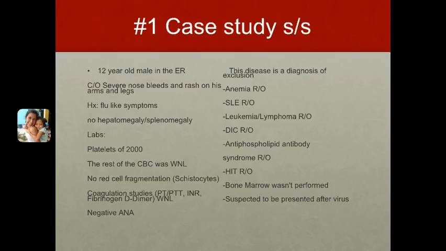The leukemias and lymphomas were ruled out because of his normal CBC, and DIC as well because of the absence of schistocytes or red cell fragmentation. There was no presence of antiphospholipid antibodies. He was not being treated with any heparin, so HIT was also ruled out. Normally, when there's an admission of a possible ITP, a bone marrow exam is conducted, but in this case it wasn't. And he was suspected to have a virus on admission.